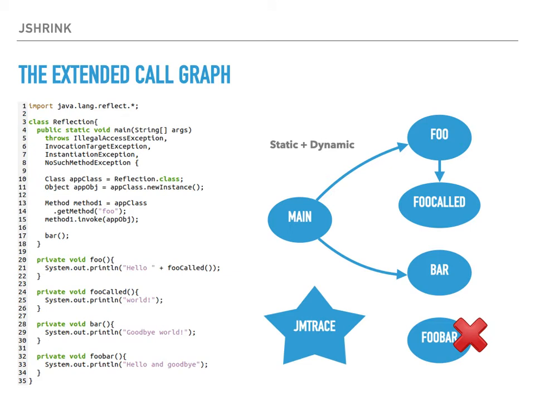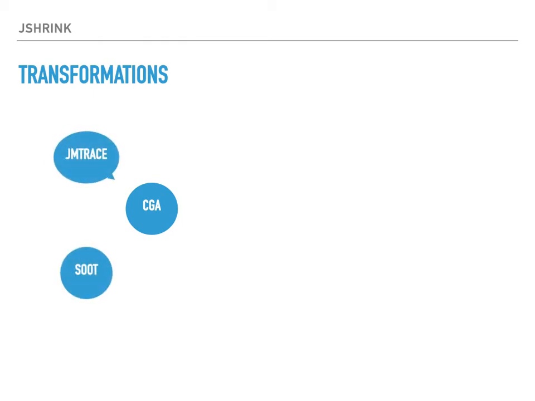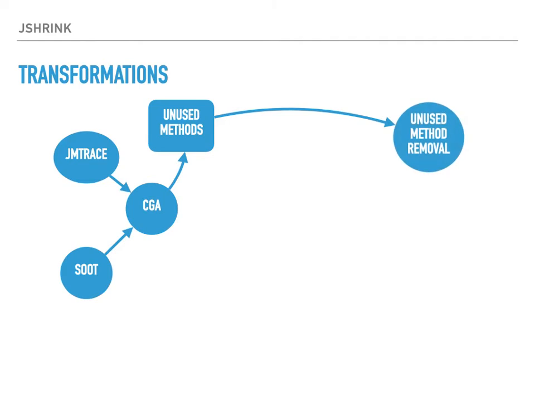Our dynamic analysis is carried out by JMtrace. JMtrace is a JVM plugin that records all the methods executed in a particular run. Using this information, we can begin applying transformations at the Java bytecode level. We start with the call graph that we built using JMtrace and Soot. As shown in the previous slide, we can easily determine the unused methods and then carry out unused method removal.